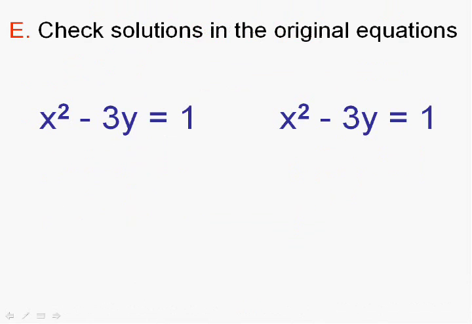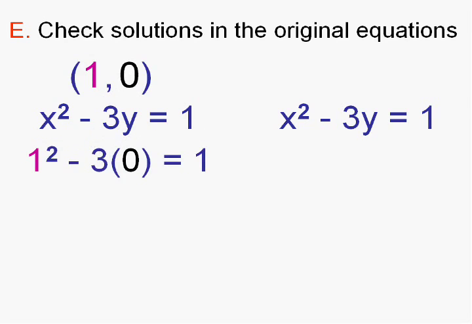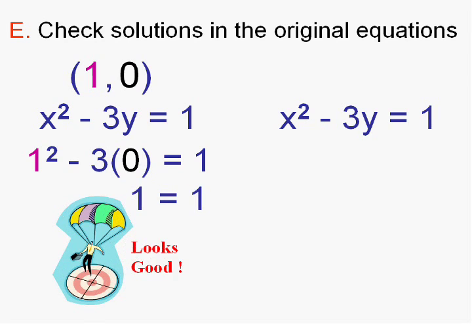Oh, almost forgot the last step. And since I've done twice the work, I'm going to have to check 2 answers into the other equations. Let's put 1, 0 into this. A 1 in for x and a 0 in for y. And I get 1 does equal 1, so that one checks.